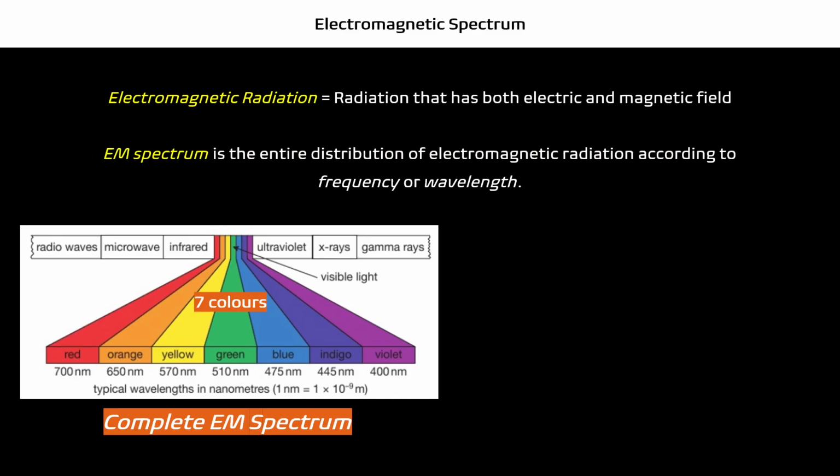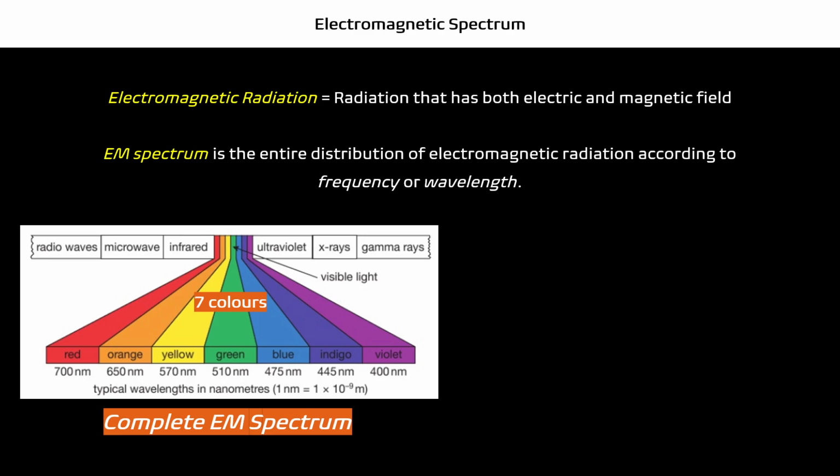Now, when we talk about the electromagnetic spectrum, we need to first talk about electromagnetic radiation. Electromagnetic radiation is simply radiation which has both electric and magnetic fields. The electromagnetic spectrum is the entire distribution of all of this electromagnetic radiation, and these radiations are different based on their frequency or wavelength.